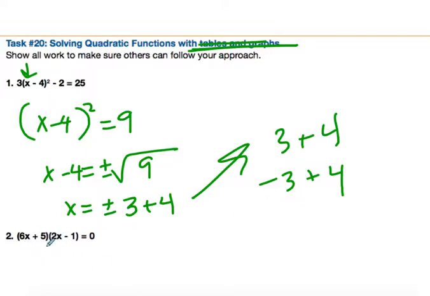Okay, this one is set equal to 0. They're factors, so you would just set each equal to 0 and solve. Solve for x, and you're done.